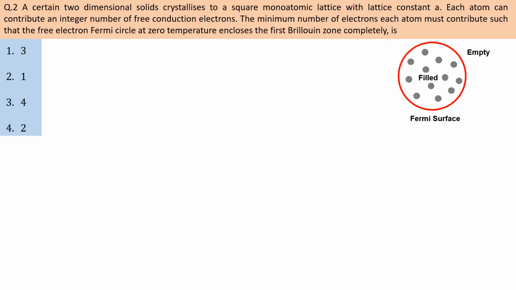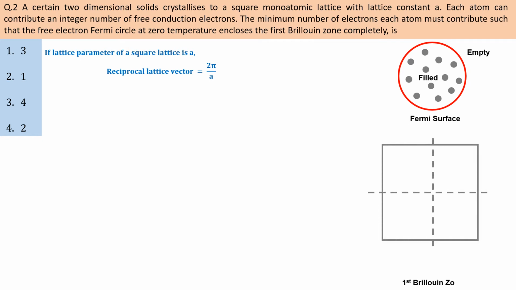For this, first we need to draw a Brillouin zone for a simple square lattice. If the lattice parameter of the square lattice is A, its reciprocal lattice vector will be 2 pi by A. This reciprocal lattice vector defines the first Brillouin zone, which ranges from minus pi by A to plus pi by A. The area of this first Brillouin zone will be equal to 4 pi square upon A square. Notice here the zone boundary is at pi by A distance from the center of the zone.